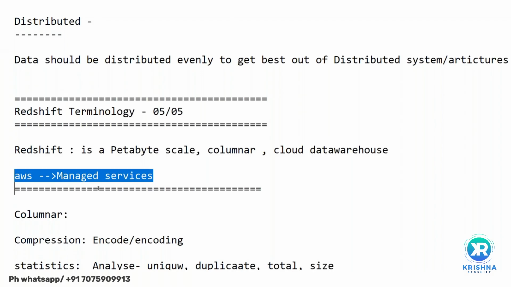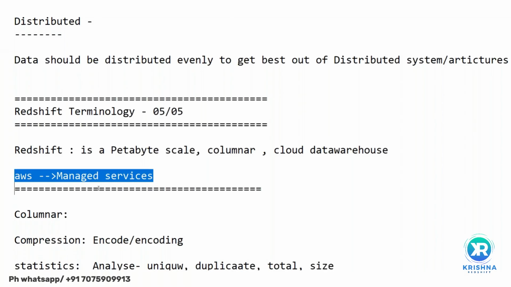Even Redshift itself will go through a lot of versioning and upgrading with new features, and they will be applied automatically. Customers don't have to worry about any of those things. That's why it is called a managed service. So in a nutshell, what is Redshift? Redshift is a petabyte scale columnar cloud data warehouse, and it's a managed service.